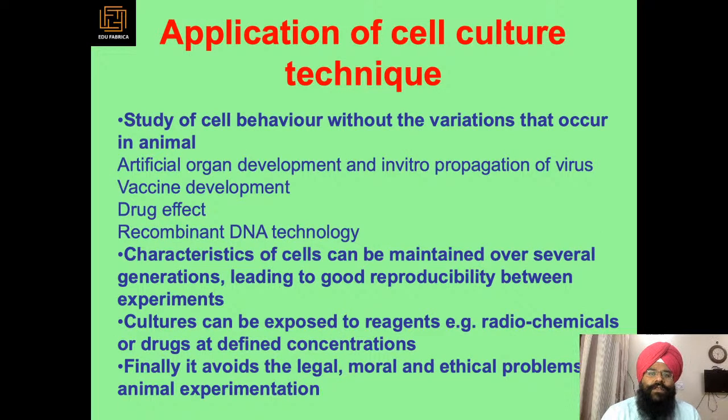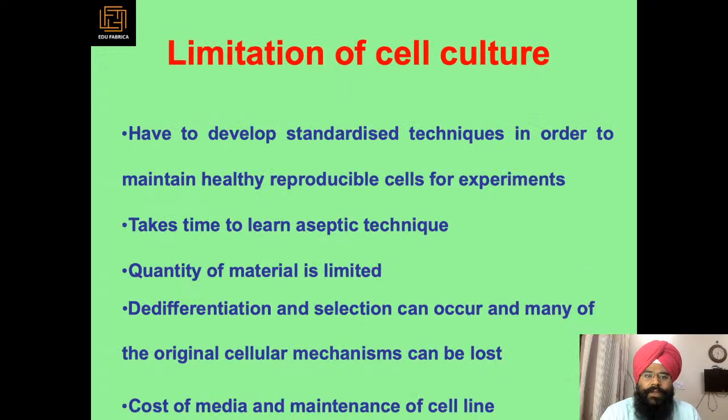So what are the applications of cell culture techniques? It helps to study cell behavior without the variations that occur in the animal. Artificial organ development, in vitro propagation of viruses, vaccine development, drug effects, recombinant DNA technology are all covered in cell culture. Characteristics of cells can be maintained. Finally, it avoids the legal, moral, and ethical problems of animal experimentation.